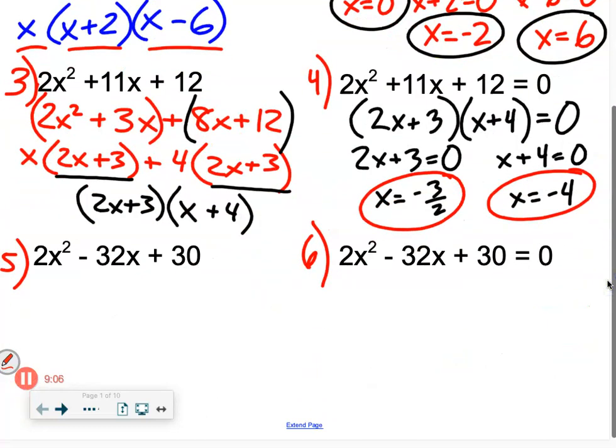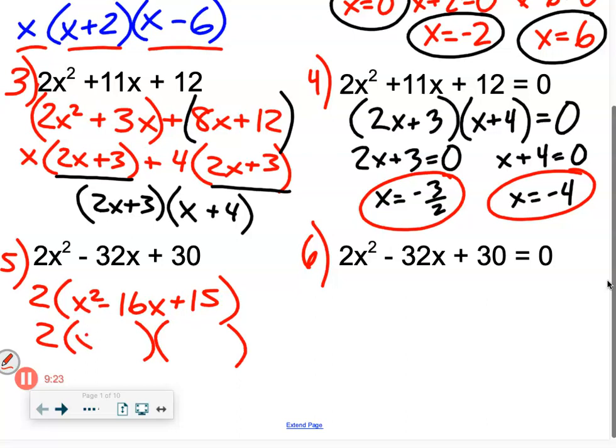All right, last one. Hey, is there something we could factor out of every term before we start? There's a 2. If we're factoring, the 2 has to stay out front. This one's a pretty straightforward one. There's no leading coefficient other than 1. So factors of 15 that add up to negative 16. So 15. We got 1 and 15 or 3 and 5. 1 and 15. So we pick the 1 and 15.